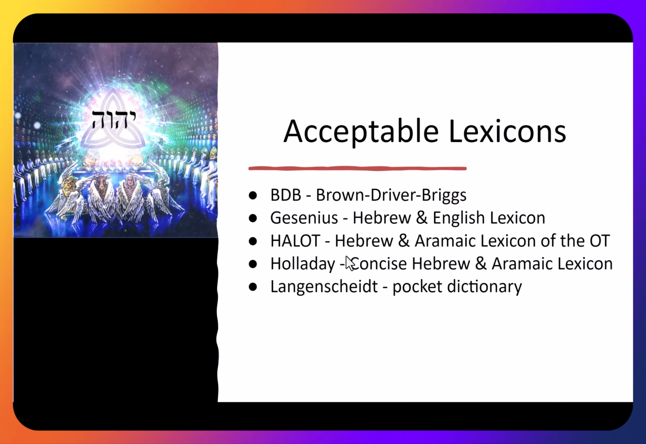Some acceptable lexicons, I say acceptable because these are the ones that are namely used by scholars in the biblical world. Holladay is the one that I recommend for beginners because it's in alphabetical order, it's smaller, it's not as overwhelming as you start to learn how to use the lexicon and what the meanings are. BDB is the more popular one among scholars, as well as some of these others that are popular, but BDB is one that you will hear the most.